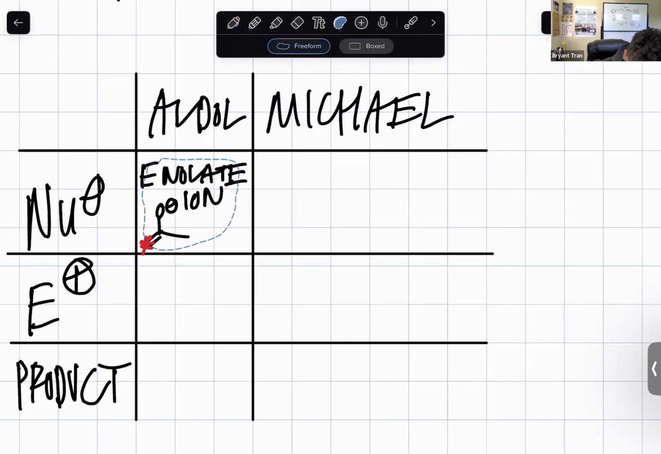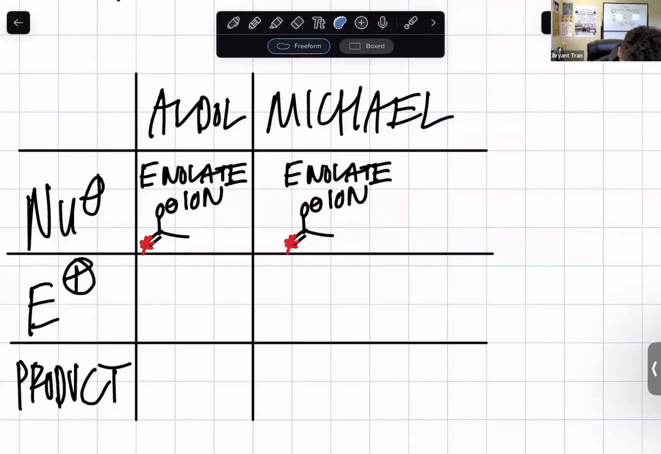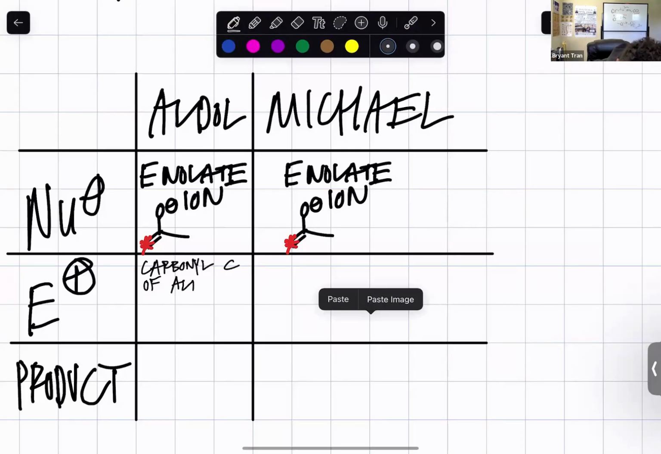When we draw the resonance, we see the negative charge on the carbon is less stable, making it more reactive, right? It's not going to be the oxygen minus ion, right? Oxygen minus, it's not going to be that. The electrophile for aldol is going to be the carbonyl carbon, right, of an aldehyde, right? Or remember when we went over intramolecular aldol condensation, a ketone if intramolecular.